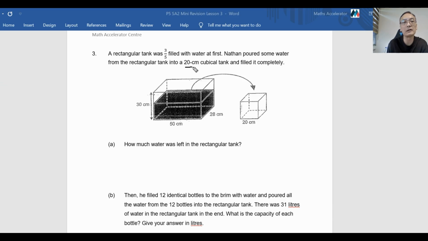Cubical tank. So let's underline this part. The rectangular tank is 3/5 filled with water. Nathan poured the water from the tank into the cubical tank to fill it completely. So how much water was left in the rectangular tank? So it's a before and after situation. Before, we need to find out how much water is over here. So we write here water at first.